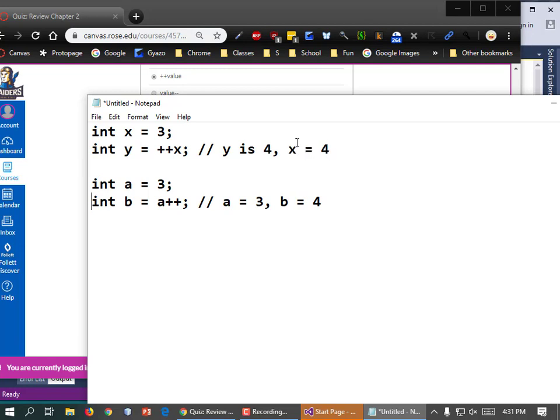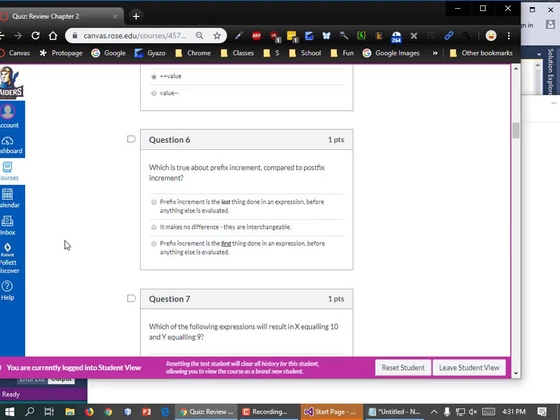I got that vice versa. A got copied into B, so B became a 3, and then A was incremented, so A became 4. Hope that makes sense. I'm not going to do the rest of the quiz.